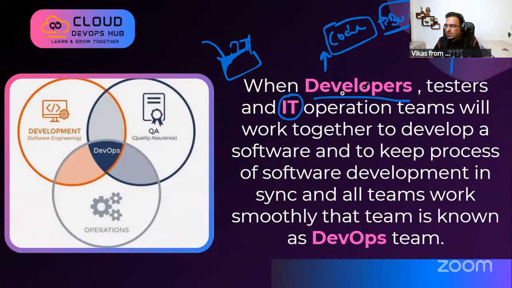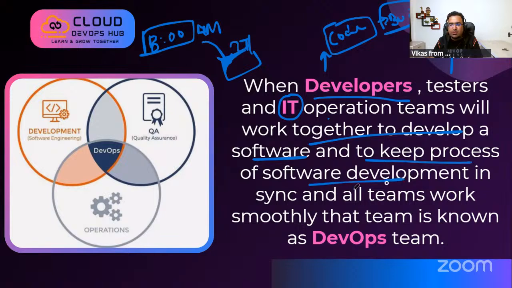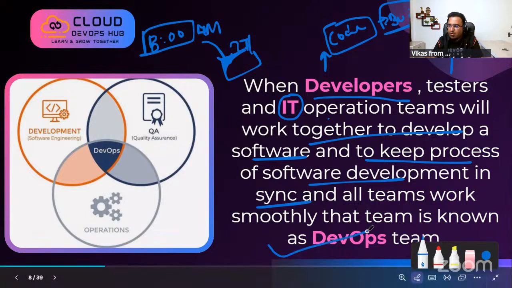When these three teams work together on the development of any software, let's take a simple example, a clock, say 8 a.m., just a small clock. If they are developing this clock, they have to follow the software development life cycle. To keep the processes of the developers, QA people, and IT operations people in sync has to be handled by the DevOps engineer.